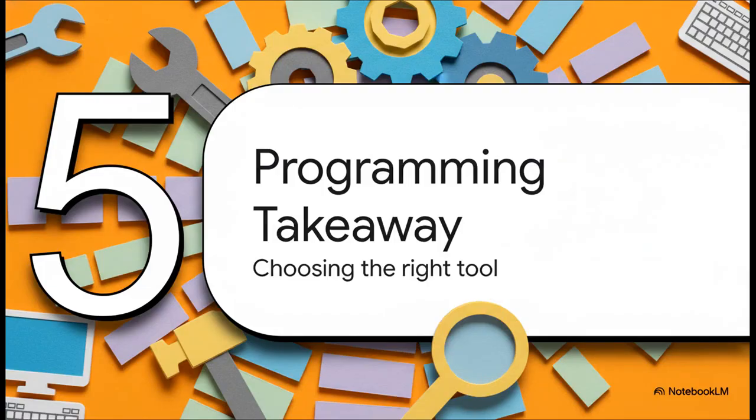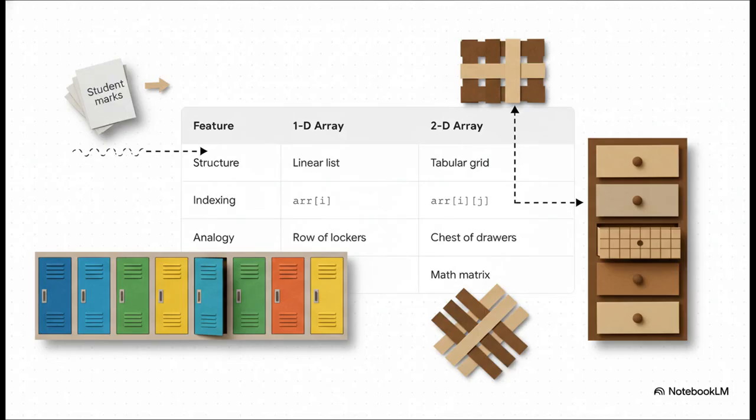All right, we have covered a ton of ground here. So let's bring it all home and talk about the most important part, your programming takeaway. In other words, how do you choose the right tool for the job? Okay, so when do you use a 1D versus a 2D array? Honestly, it's pretty straightforward. If you've just got a simple linear list of things, like our original problem with the student test scores, a 1D array is your best friend. The analogy of a single row of lockers is perfect. You just need one number, the index, to get what you need.